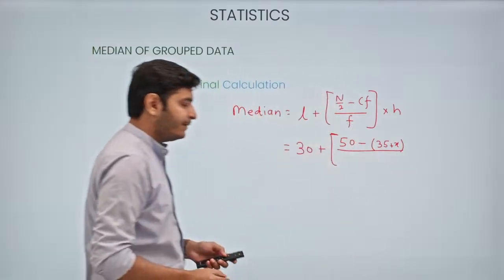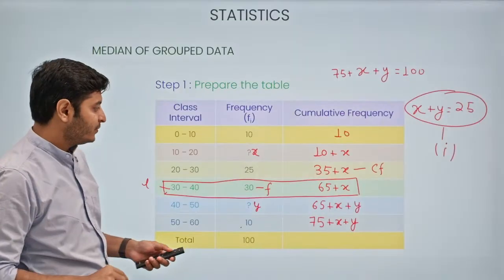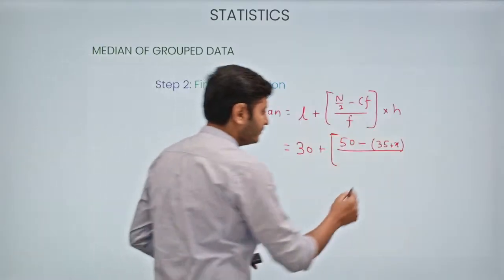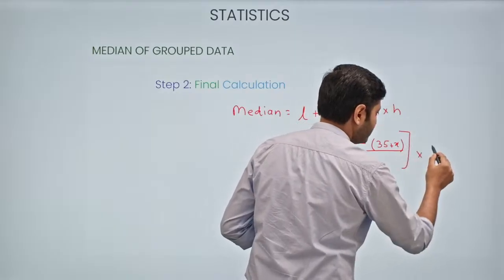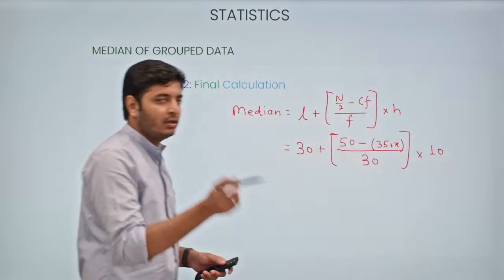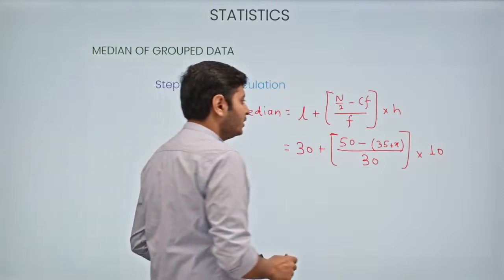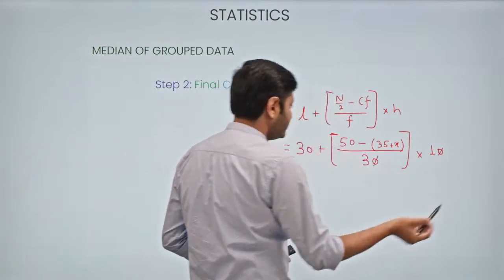Then F, the frequency of the median class. The median class is 30, into H, which means 10. Why? Because the class width is 10. Now, this 10, 0 and 0 can cancel each other.